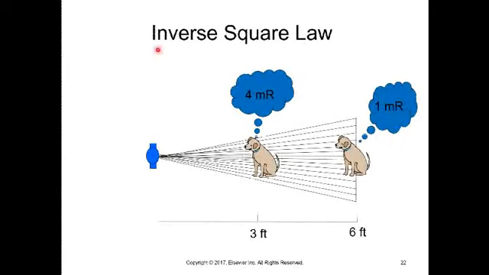Then this is going to show you in visual form what that answer looks like. So here's our little sweet puppy dog. We're going to call the dog Winnie. Winnie initially is 3 feet from our source of radiation, and she's getting 4 milliroentgen. When Winnie doubles her distance and goes to 6 feet, Winnie's only getting 1 milliroentgen. So this is the visual form of your inverse square law.